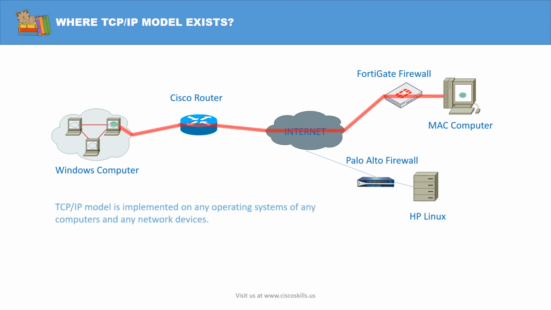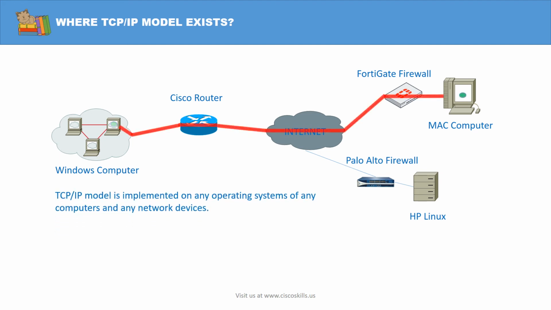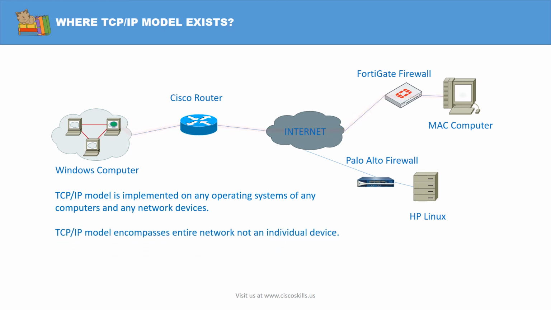Therefore, TCP/IP model is implemented on any operating system of any computers and network devices to convert data from any applications with any formats into standard formats using standard protocols to transfer the data to any node in a network. As a network engineer, you should see TCP/IP model encompasses entire network, not an individual device.